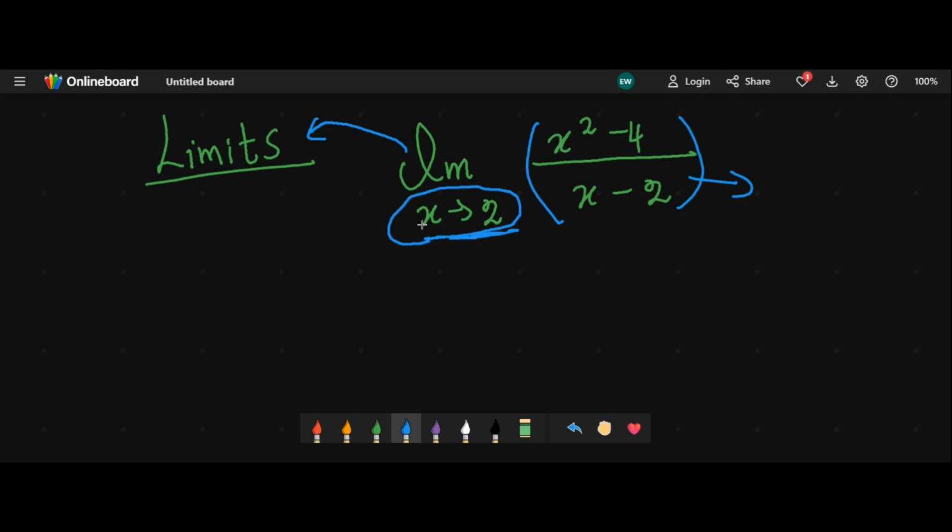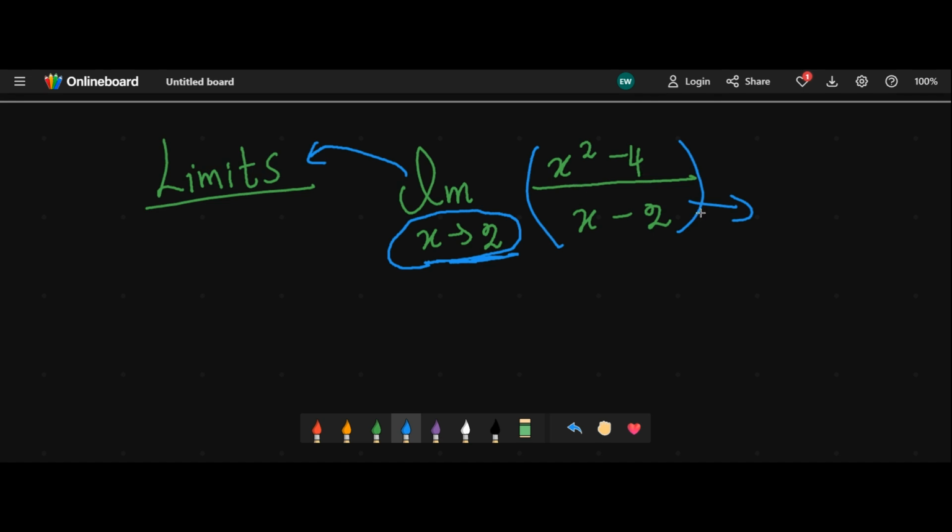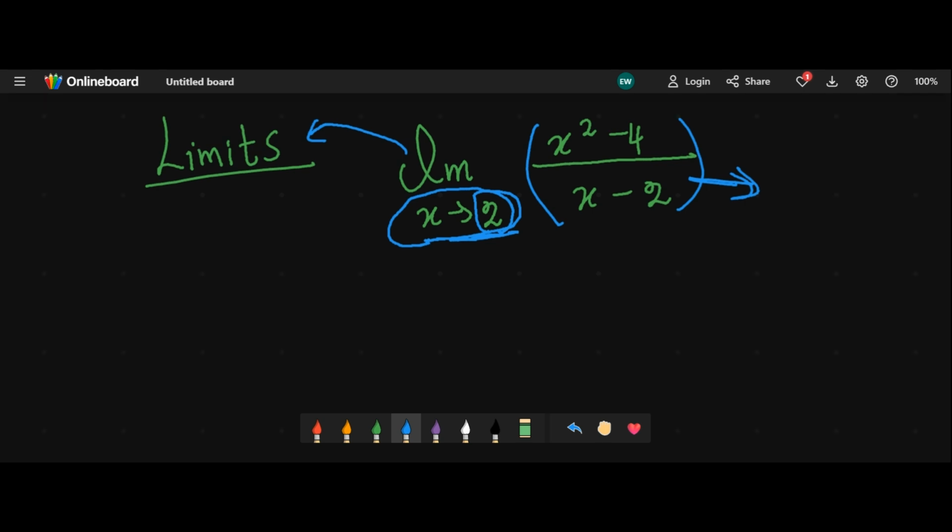In this particular question, we are trying to find the value of this function when x is very close to 2. Now you may have a question: why x very close to 2? Why not exactly x equal to 2? I will show you.